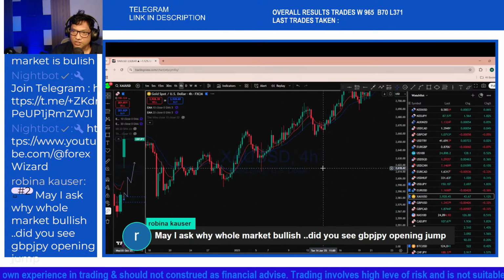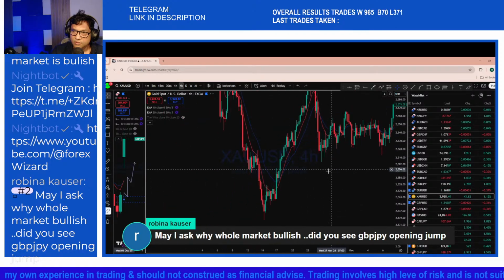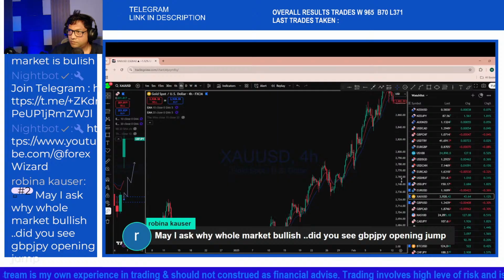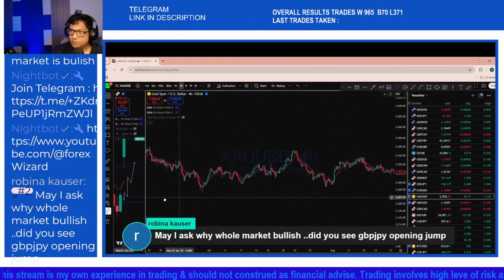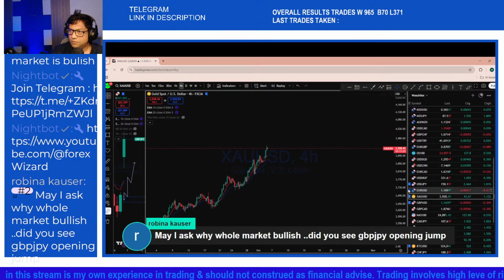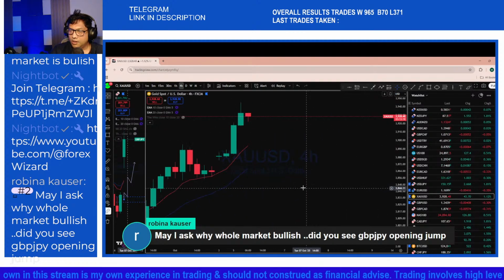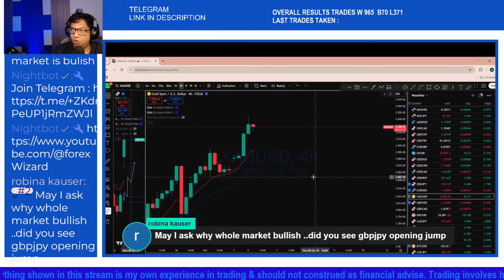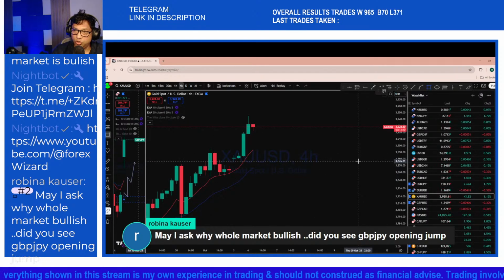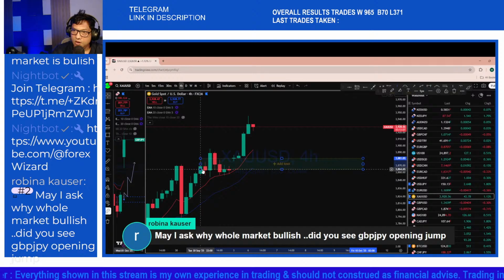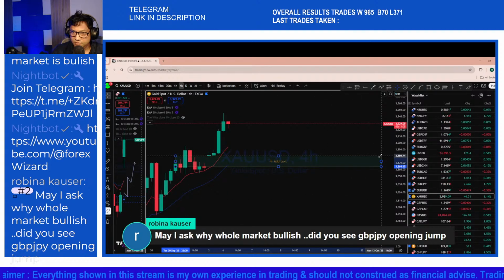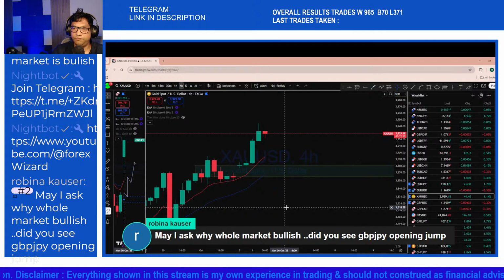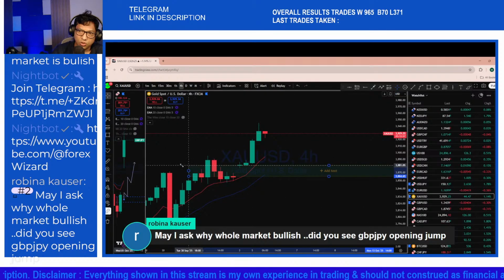So look at this market structure on gold. Now there is a massive gap here, right? Which is a pretty big gap that you can see on gold, nearly a 200 pip gap. And in that gap area, right, what is the market potentially signaling? That means what the market is telling you with this gap open.